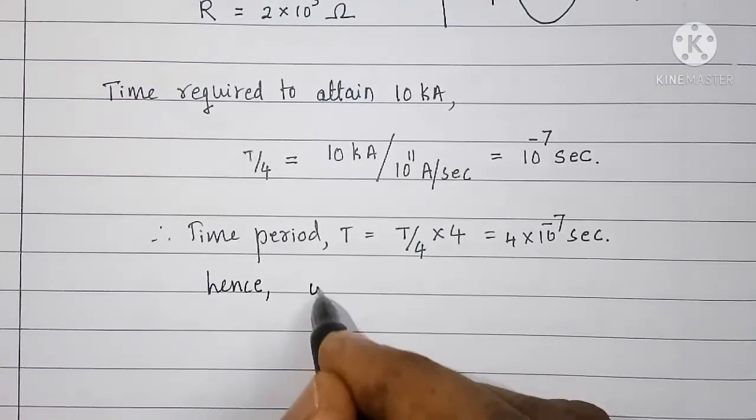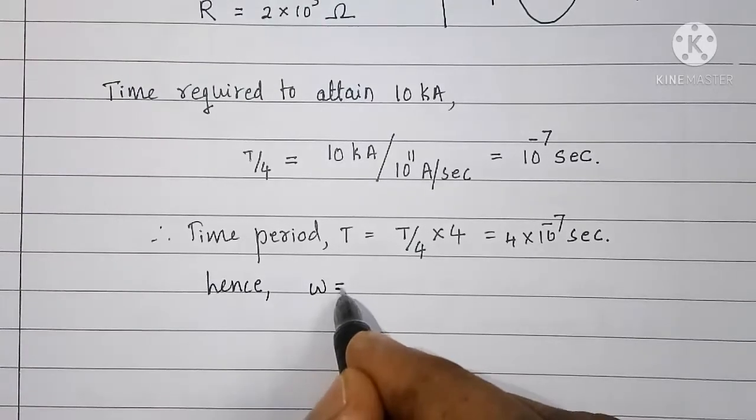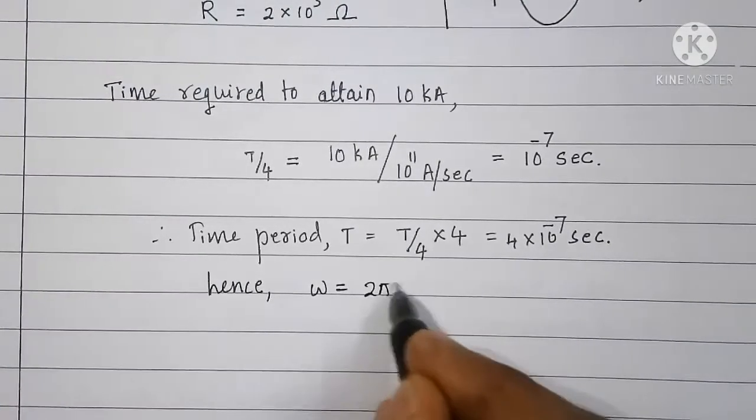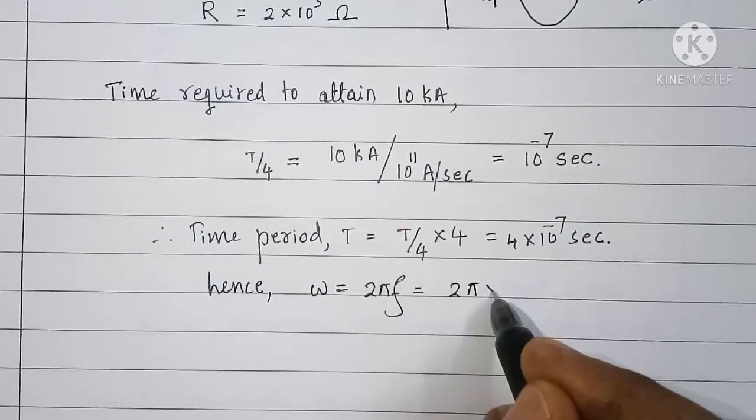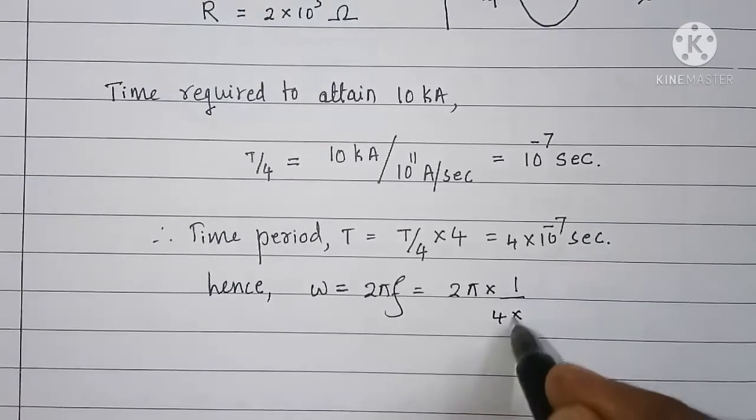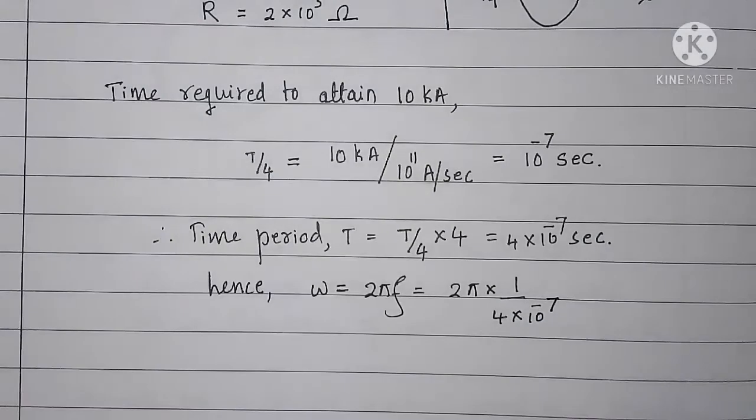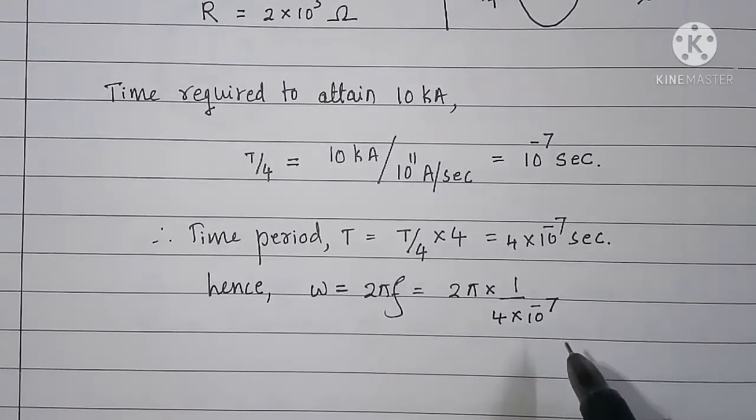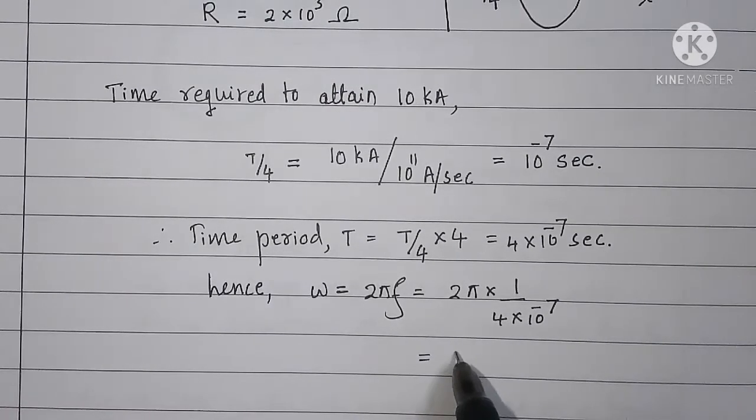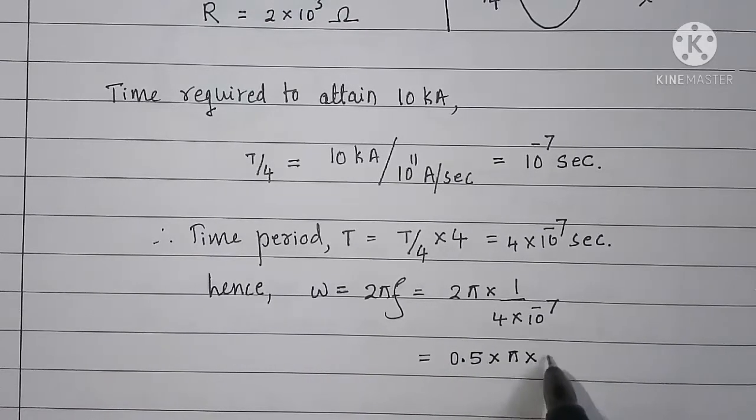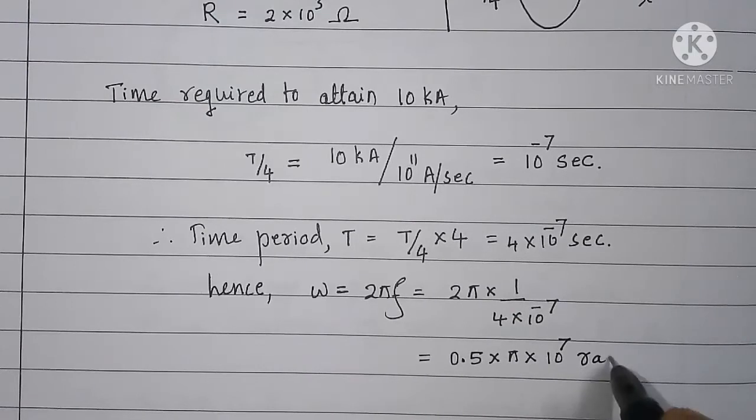Hence, omega may be calculated as 2 pi f that is equal to 2 into pi into 1 by 4 into 10 raised to minus 7. That is radians per second, which becomes equal to 0.5 into pi into 10 raised to 7 radians per second.